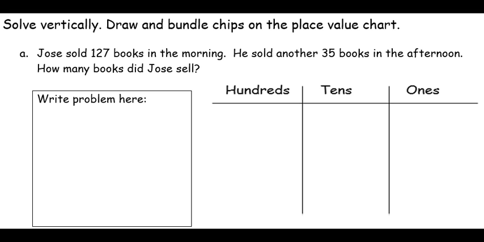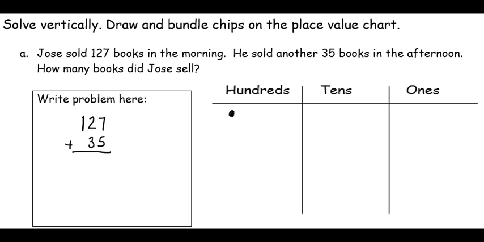The directions here say to solve vertically, draw and bundle chips on the place value chart. And the question says, Jose sold 127 books in the morning. He sold another 35 books in the afternoon. How many books did Jose sell? To write the problem vertically, I'll start with the 127. Below that, I'll write the 35, making sure that I line my ones up on top of ones and tens on top of tens.